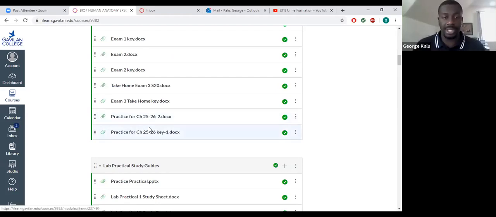You can use this to practice, and again, that should give you an indication of what to really be focusing on for those chapters for the final.